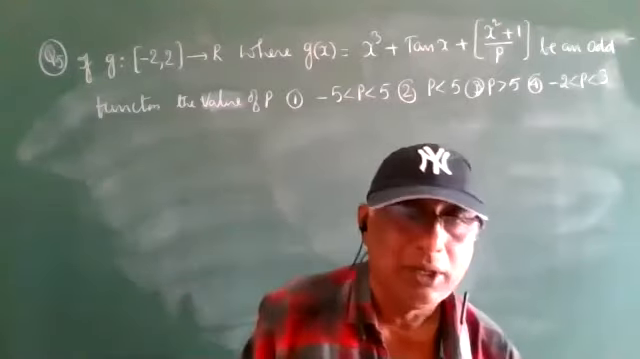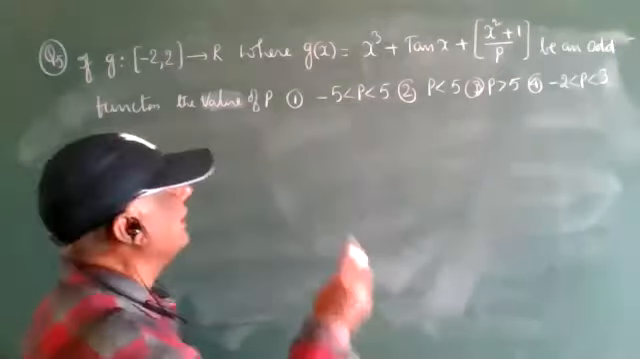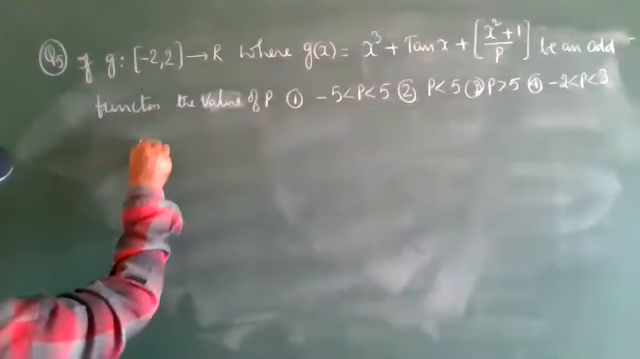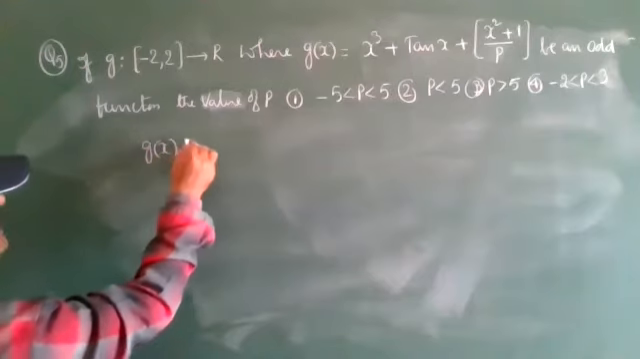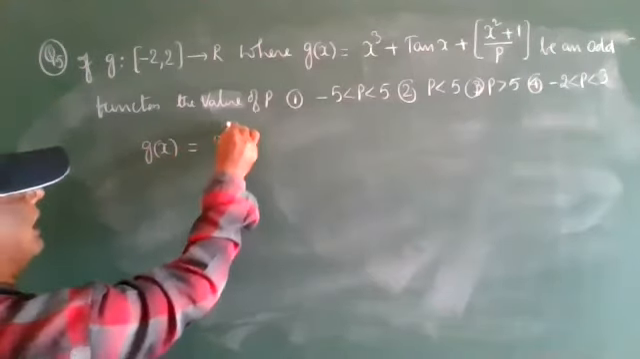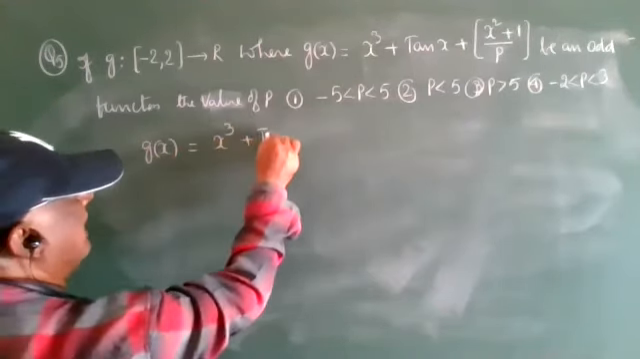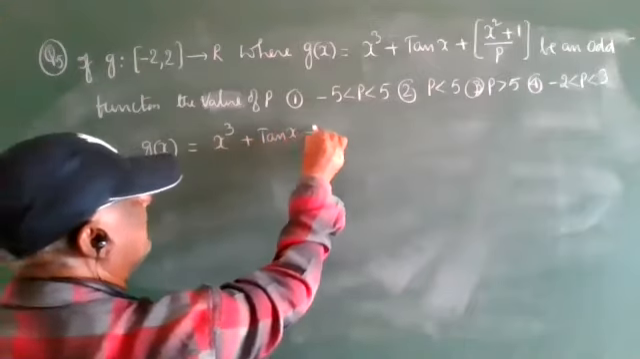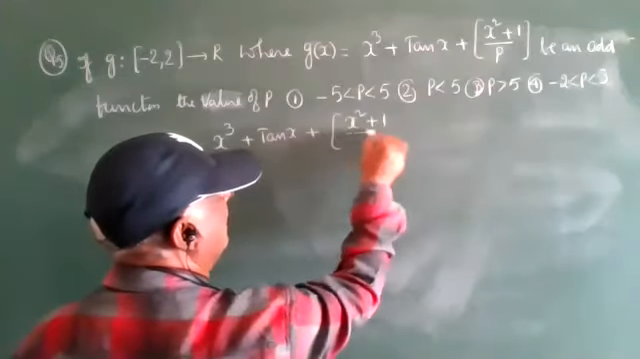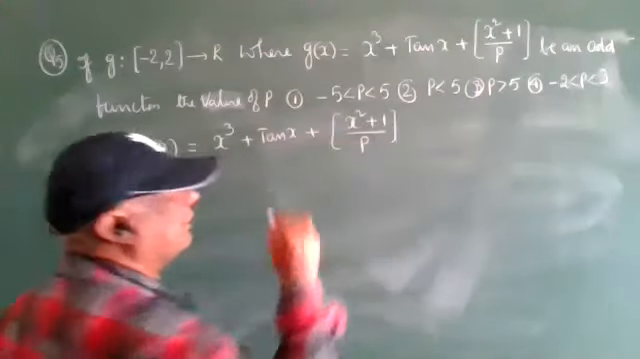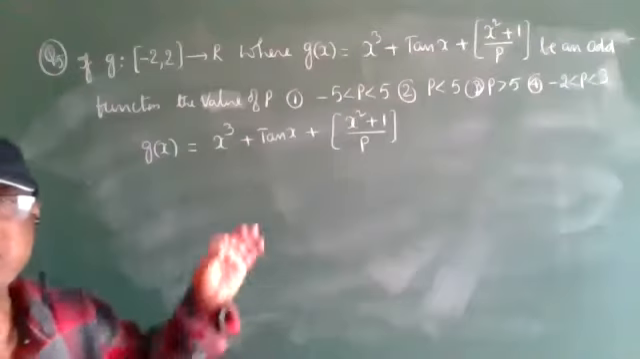So this is the theoretical problem. Now I will write, first, g of x. This is the odd function: x cube plus tan x plus greatest integer of (x square plus 1 by p). Now they want the value of p.